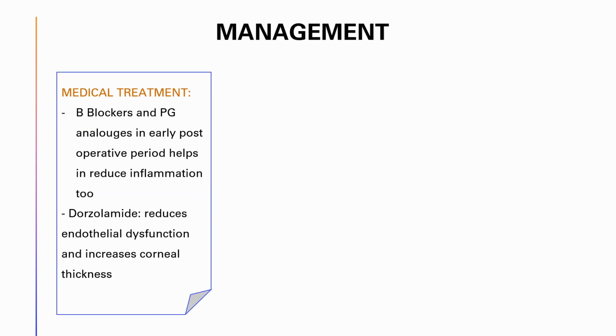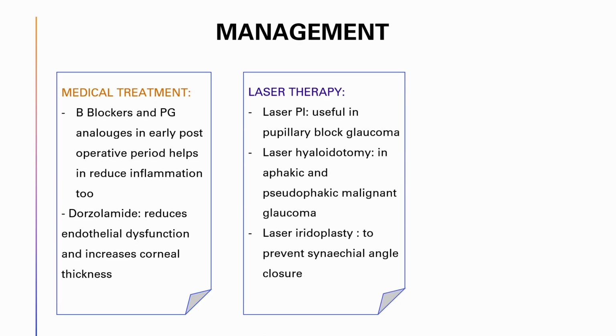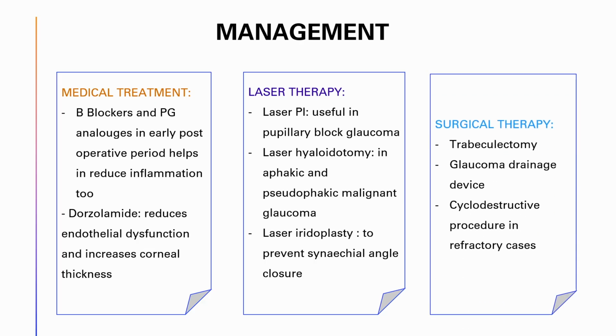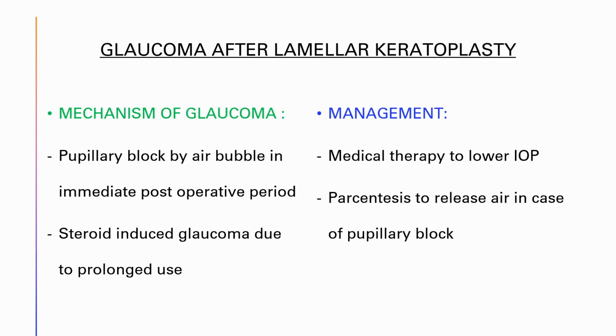Coming to management, the medical treatment is by beta blockers and prostaglandin analogs in the early postoperative period, which helps to reduce the inflammation, and dorzolamide helps in reducing the endothelial dysfunction and increasing the corneal thickness. Then laser therapy: laser PI may be useful in pupillary block glaucoma, laser hyaloidotomy in aphakic and pseudophakic malignant glaucoma, and laser iridoplasty to prevent synechial angle closure. Then surgical therapy may be used: trabeculectomy, glaucoma drainage device, and cyclodestructive procedure in refractory cases.